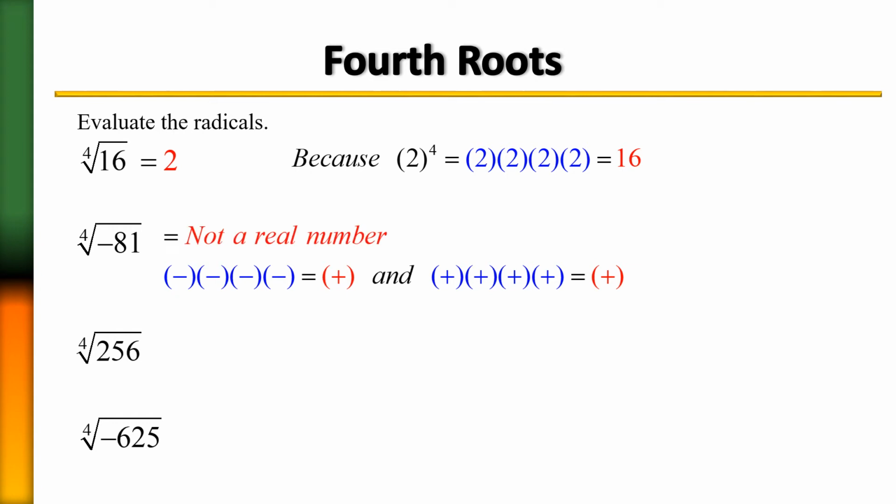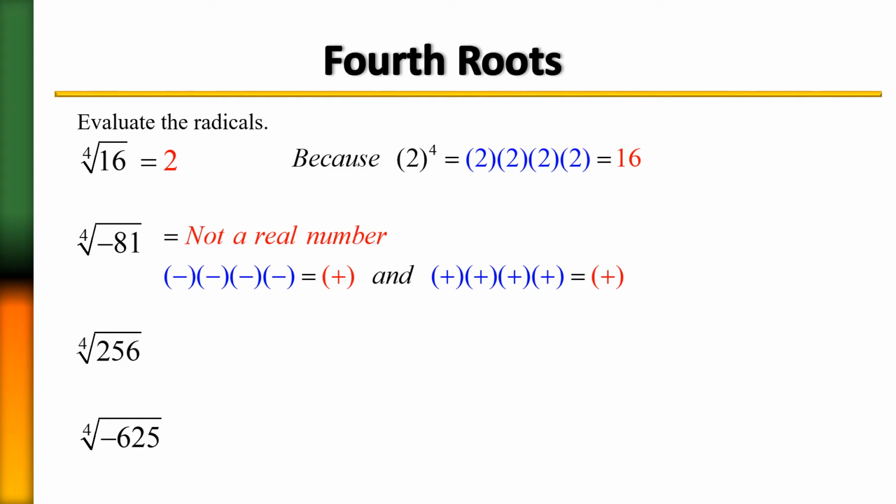not a real number. Besides, if you think about it, I don't care what number you think of, whether it's a negative number or a positive number. If you multiply 4 of them, it's going to give you a positive. There is no way that you can multiply a negative or a positive number 4 times and be able to get a negative number. It is just not possible.